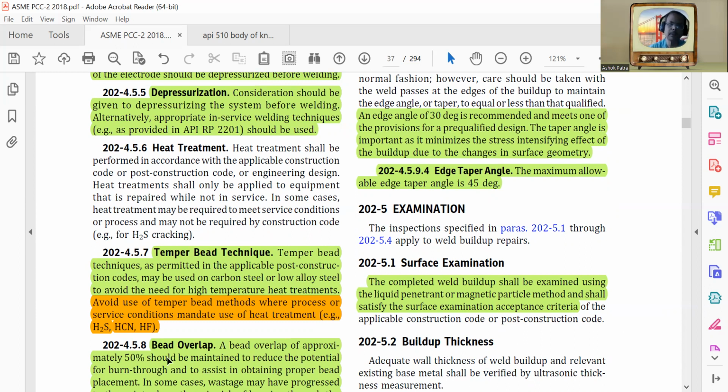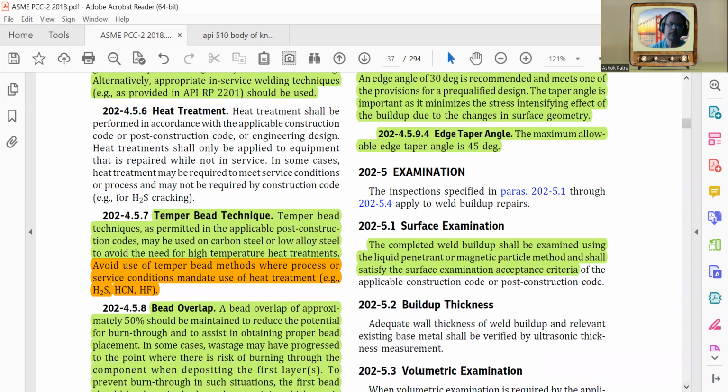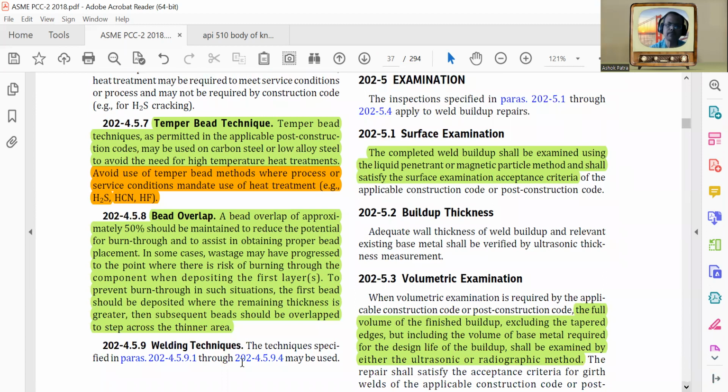Bead overlap. A bead overlap of approximately 50% should be maintained to reduce the potential for burn-through and to assist in obtaining proper bead placement. In some cases, wastage may have progressed to the point where there is risk of burning through the component when depositing the first layers. To prevent burn-through in such a situation, the first bead should be deposited where the remaining thickness is greater. Then the subsequent beads should be overlapped to step across the thinner area.